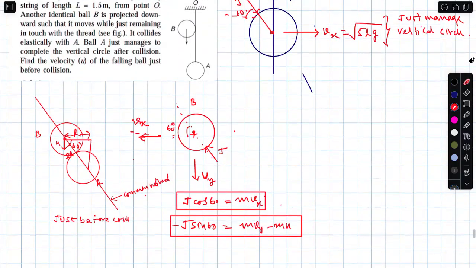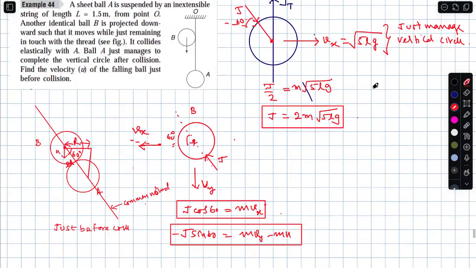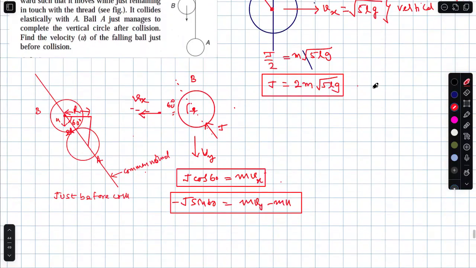Now clearly I got a lot of information. J by 2 is m times root 5Lg. J is equal to 2m root 5Lg. J you got. What do you want finally? Find the velocity v of the falling object just after collision.